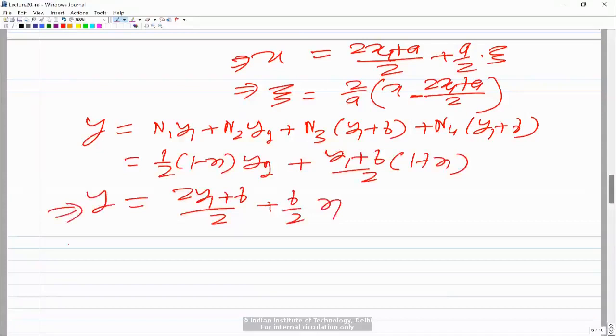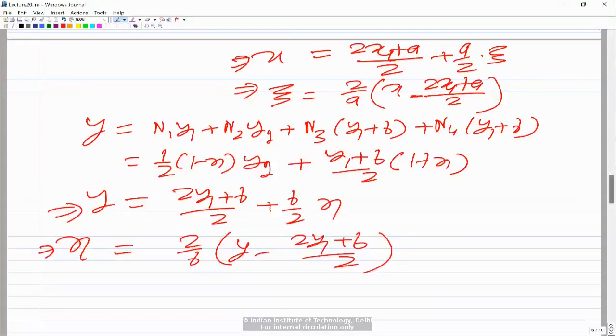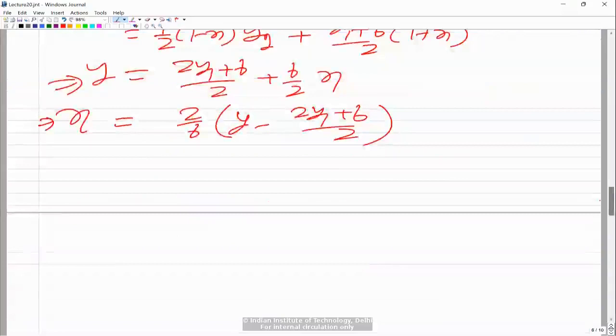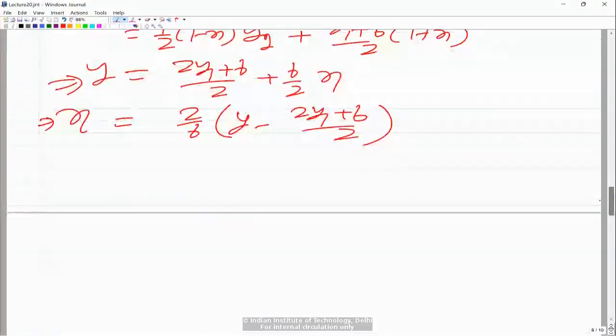So this is the expression for y. And from this you can also write eta as 2 upon b, and then y minus 2y1 plus b whole divided by 2. So this would be eta in terms of y. If we know y, particularly for post processing, we would be interested in finding the quantities, the variables and their derivatives, at a given x, y location.